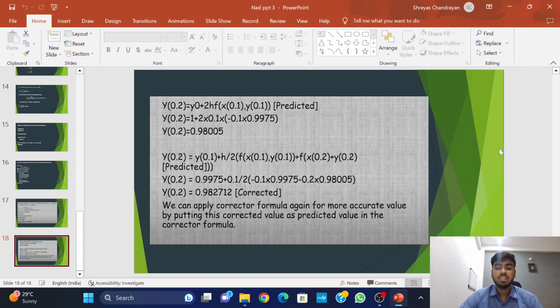y(0.2) is equals to y0 plus 2h f(0.1, y(0.1) predicted). y(0.2) is equals to 1 plus 2 into 0.1 into (minus 0.1) into 0.9975. y(0.2) is equals to 0.98005. y(0.2) is equals to y(0.1) plus h by 2 (f(0.1, y(0.1)) plus f(0.2, y(0.2) predicted)). So we can apply the corrector formula again for a more accurate value by putting this corrected value as the predicted value in the corrector formula.